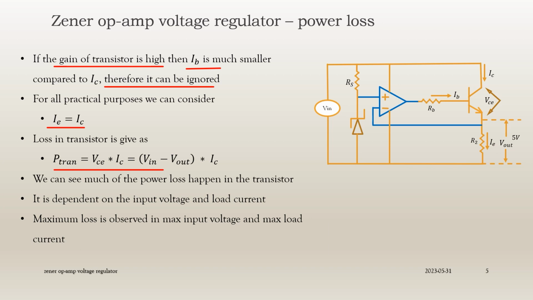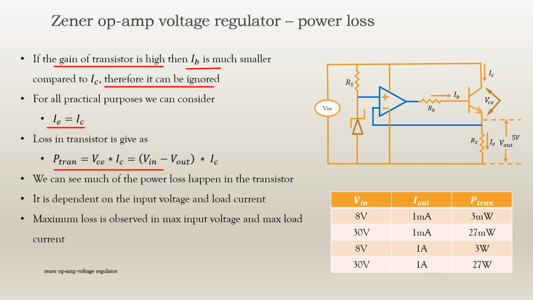Let us now generate a table with maximum input and minimum and maximum load, and minimum input with minimum and maximum load. We can see that more power loss happens in the transistor. This is mainly dependent on input voltage and load current, and maximum loss is observed at maximum input voltage and maximum load current.